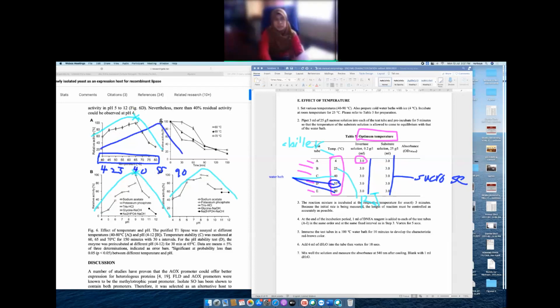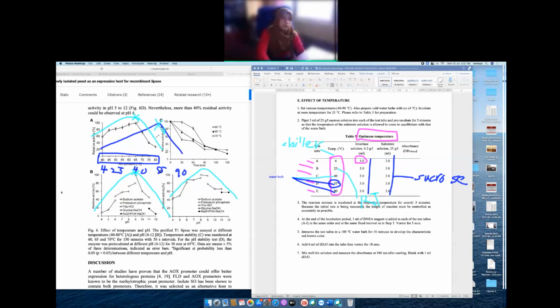So for this case, our optimal point will be 55 degrees for this experiment. So that you know, for invertase from Saccharomyces cerevisiae, the optimal temperature is at 55 degrees.